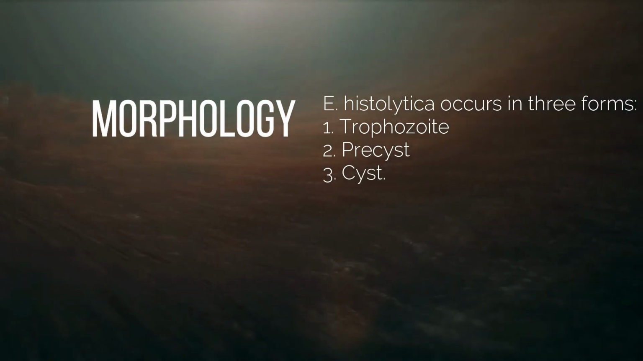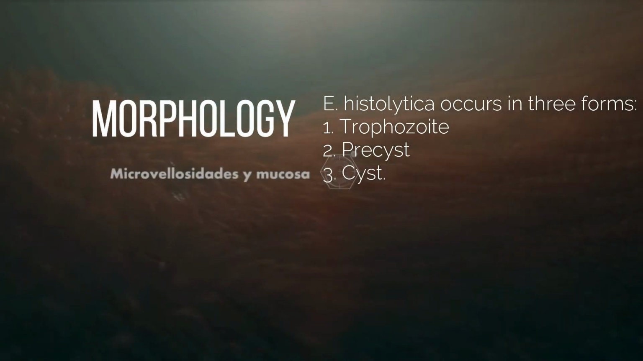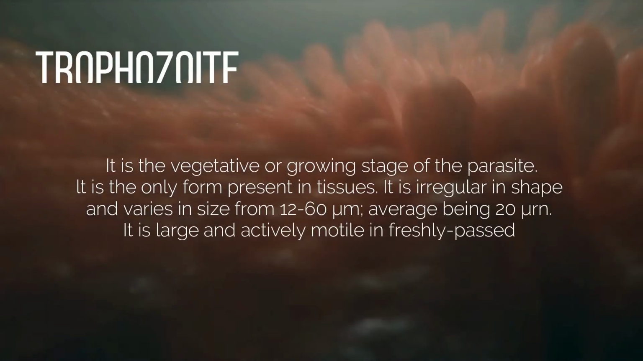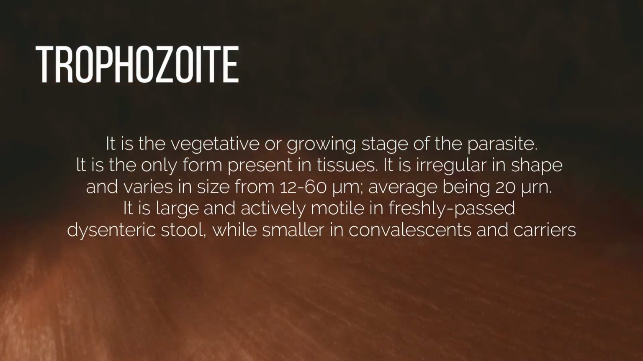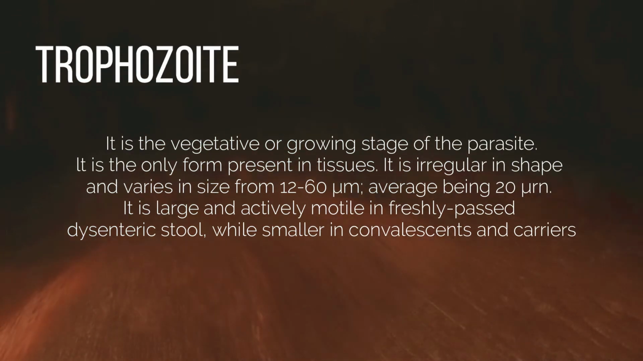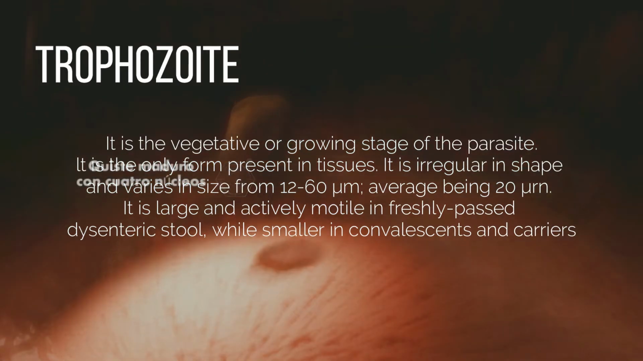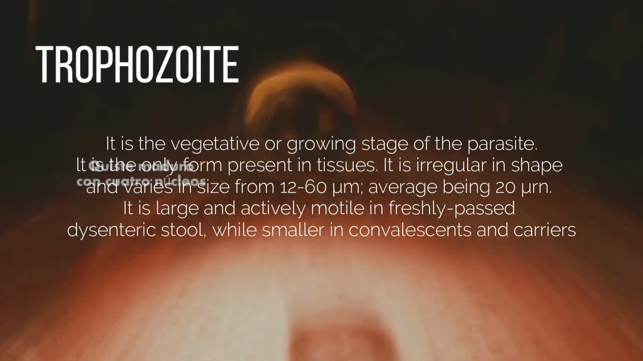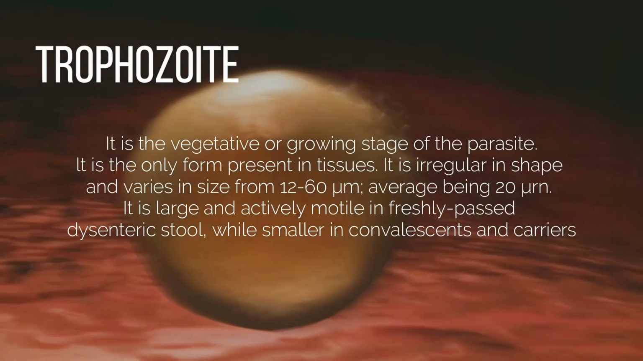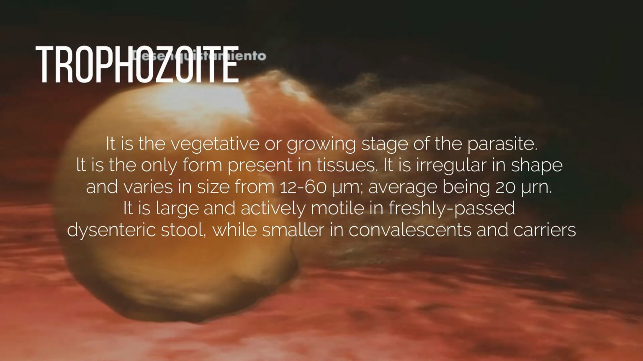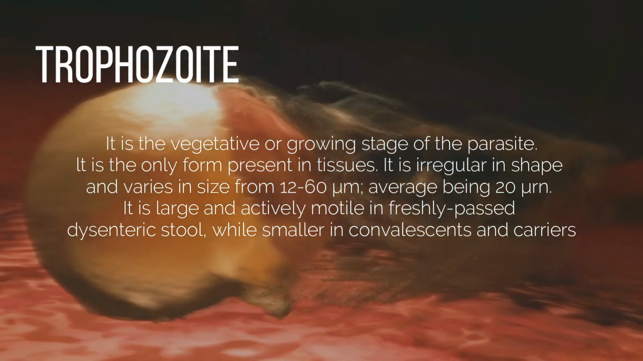The morphology of Entamoeba histolytica occurs in three forms. The first is the trophozoite, the second is the precyst, and lastly the cyst. The first form that we are going to discuss is the trophozoite. The trophozoite is the vegetative or growing stage of the parasite, and it is the only form present in tissues. It is irregular in shape and varies in size from 12 to 60 micrometers, the average being 20 micrometers. It is large and actively motile in freshly passed dysenteric stool, and smaller in convalescents and carriers.